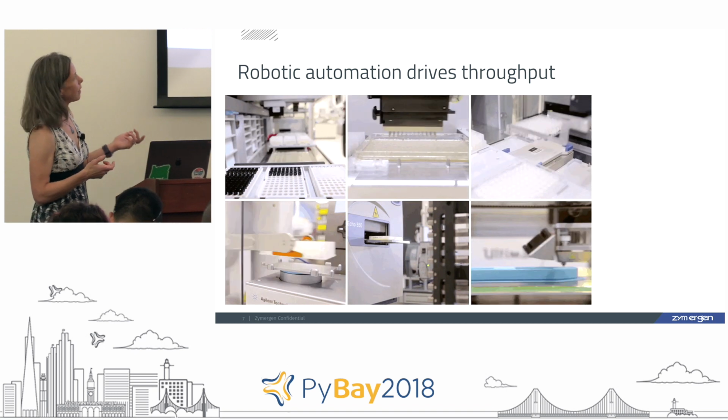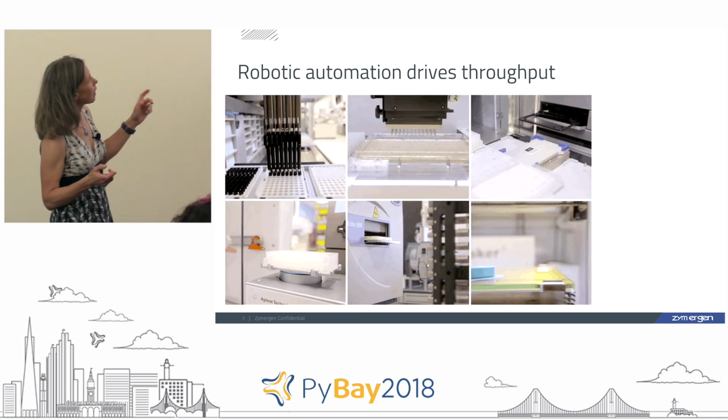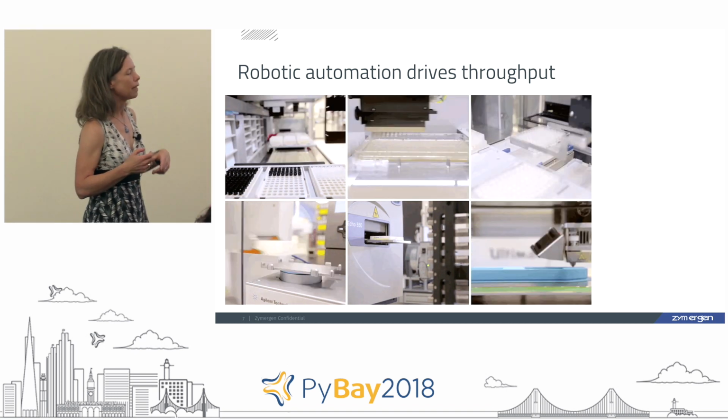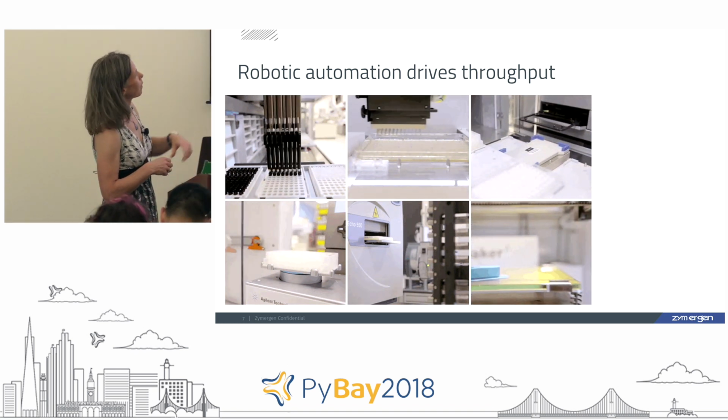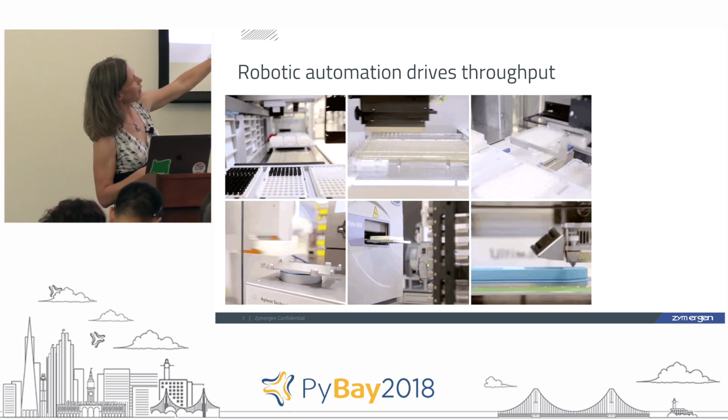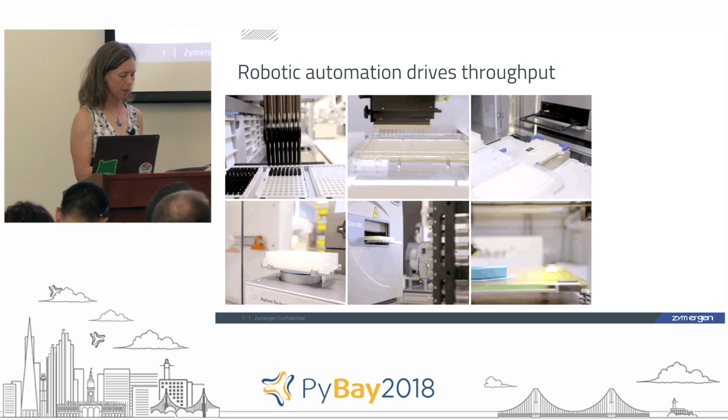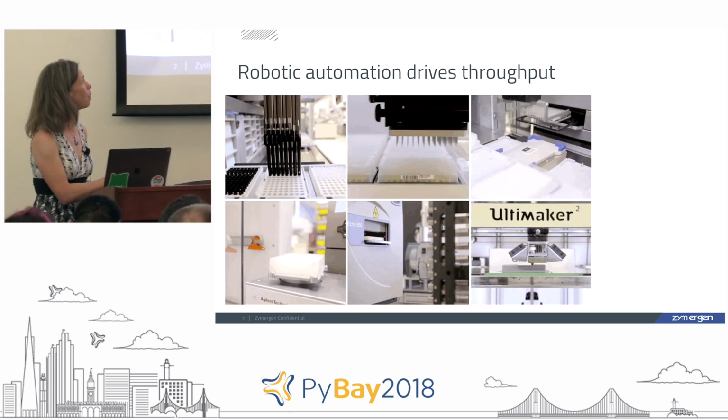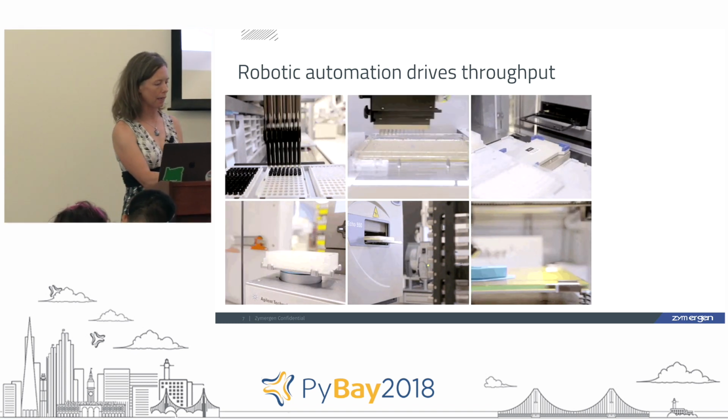We see robots here moving liquid around. The middle one up there is picking out variants from a pool. They're moving plates around, and they're actually doing different types of measurements. So we do all these different parts using robots, and they move these plates through very quickly.